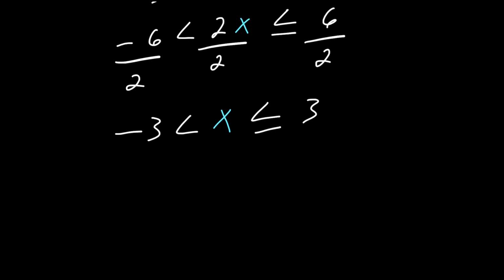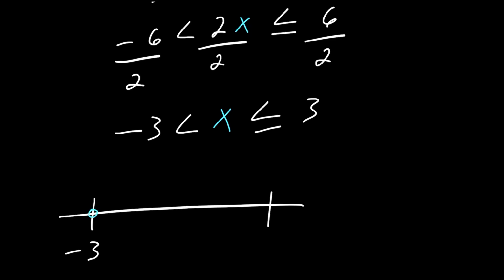Let's write the number line. And what are we told? We're told that negative 3 is less than x. So I can write negative 3 down here. And I'm told that it's less than x, so negative 3 is not included. Now over here I'm told x is less than or equal to 3, so it can include 3. So let me write 3 in there. So all of this space between these two numbers is the solution.